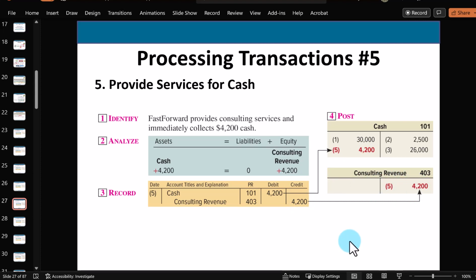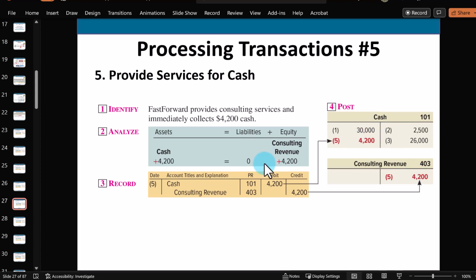So the most common account you usually post to is the one that has lots of transactions, typically the cash account. But here, we've just earned a bunch of money, okay? And the money did come in at the same time.